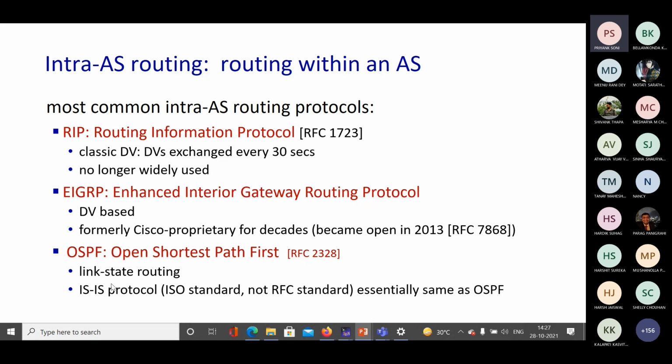Basically, it's not that OSPF is known as the IS-IS protocol. They are both similar protocols, so they can sometimes be called in exchange of each other, but they are different protocols, OSPF and IS-IS. IS-IS does not belong to any RFC standard. It is just an ISO standard for intra-AS routing. So when we study intra-AS routing protocols, we will be studying only Open Shortest Path First, which is a link state routing protocol.